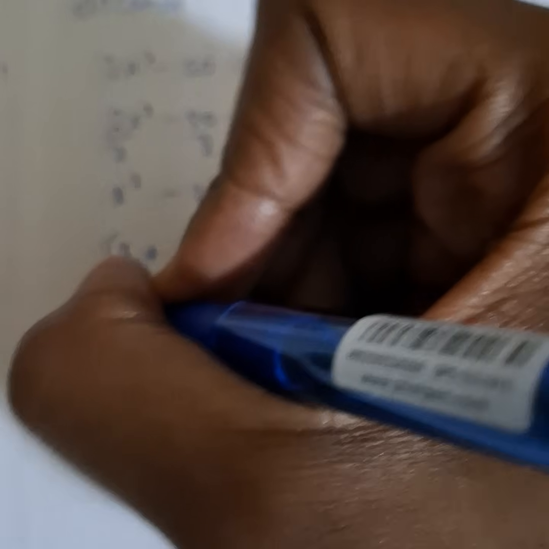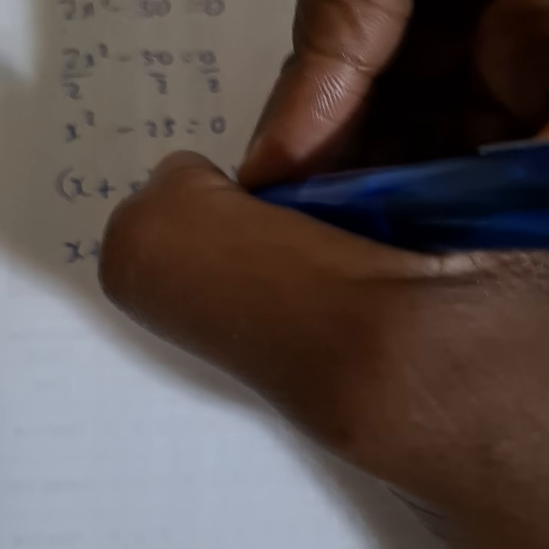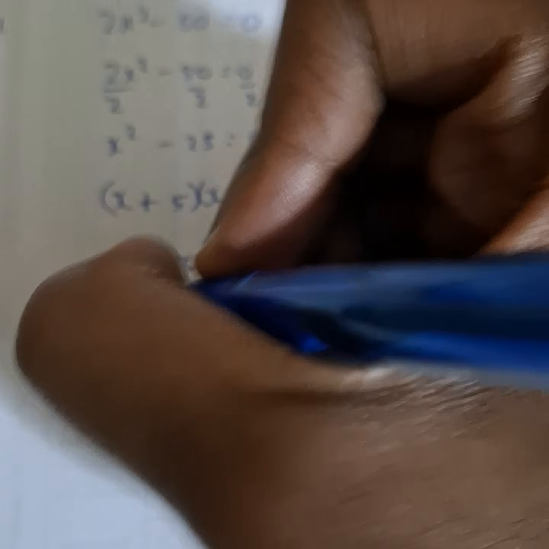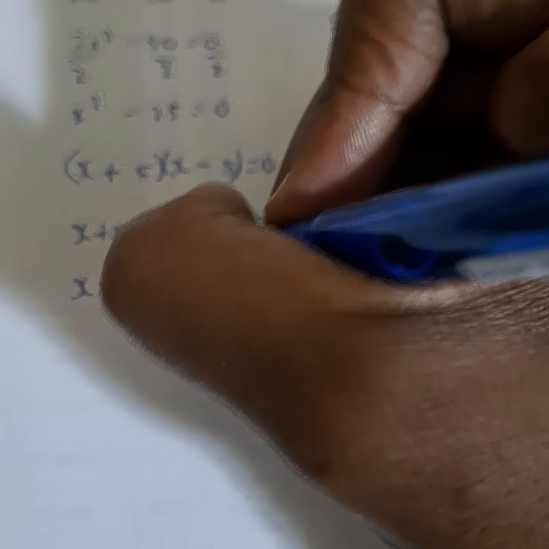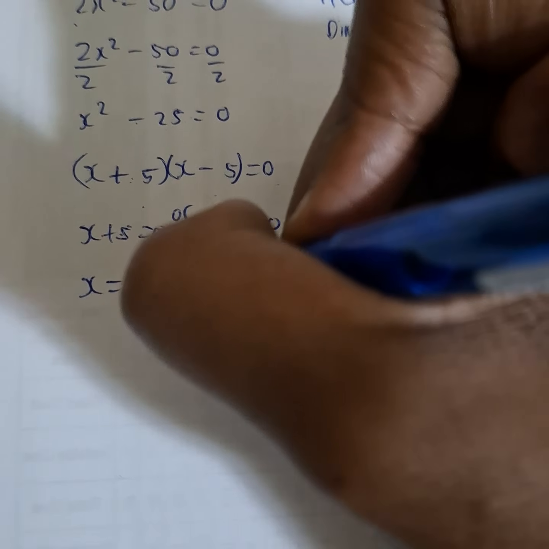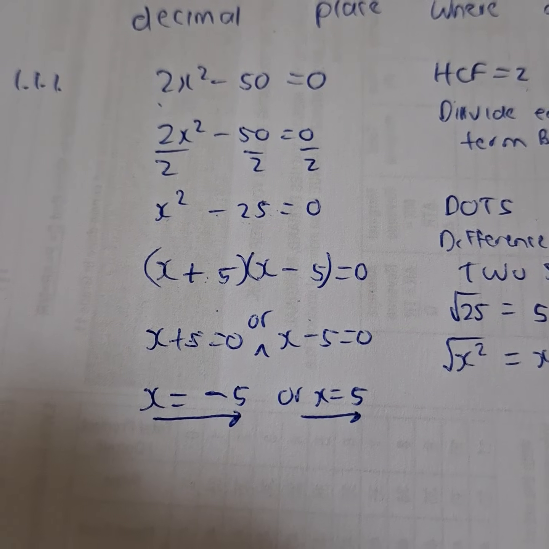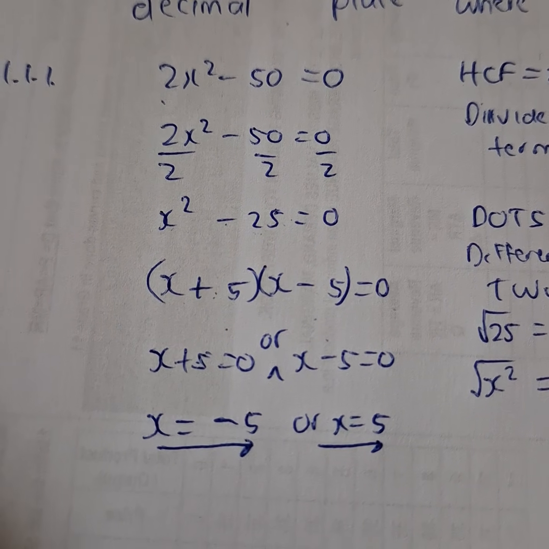Then we apply the zero factor law. Because we have factors equated to 0, we can write these respective factors equated to 0 and put the word or in between. Then when we transpose the positive 5 to the other side, we get x is equal to negative 5, or x is equal to positive 5. And that is how we would go about solving this particular quadratic equation. All right.